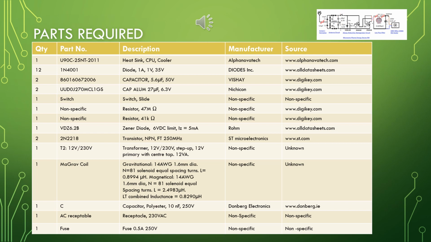1 McGrath coil. Gravitational. 14 AWG 1.6 mm diameter. N equal to 81 solenoid equal spacing turns. L equal to 0.8994 μH. Magnetical. 14 AWG 1.6 mm diameter. N equal to 81 solenoid equal spacing turns. L equal to 2.4983 μH. LT combined inductance 0.8290 μH.